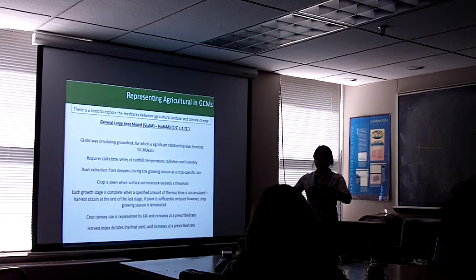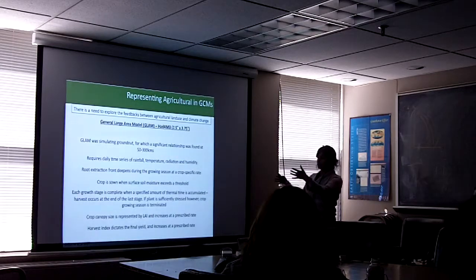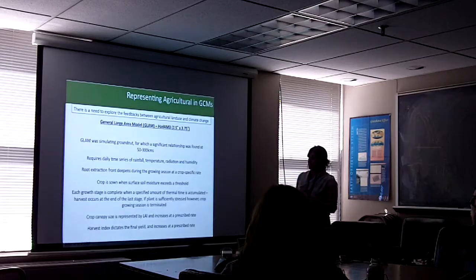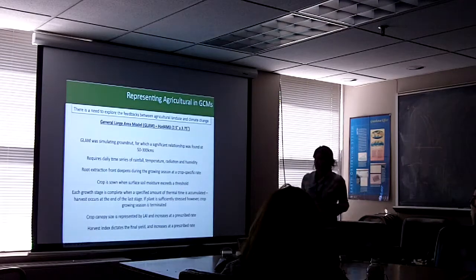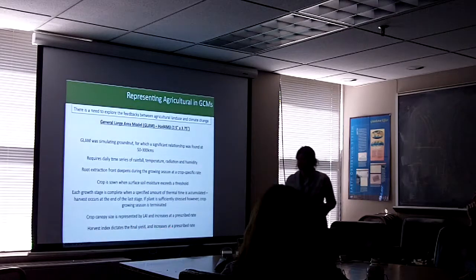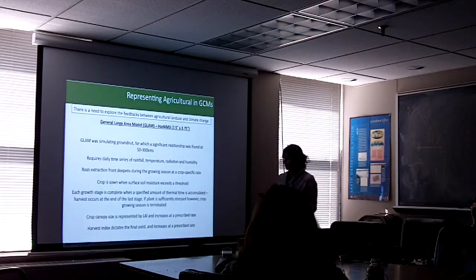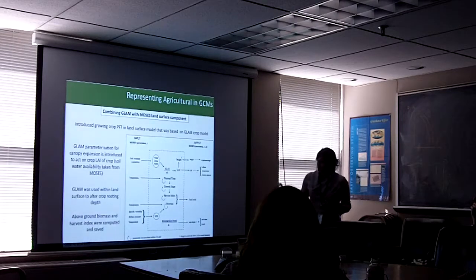And so after a certain amount of thermal time, right, of a certain amount of heat is accumulated, each stage is completed. If the plant is stressed, everything is terminated, right? Now, assuming that the plant is not stressed, the GLAM model will provide a yield of the crop. And over here, crop canopy size is also represented and increases at a prescribed rate. And provided that the crop is growing the way that it should be growing, the amount of yield it will eventually have increases during the growing season at a prescribed rate as well. So I won't go into the schematic too much here, but we can talk about it afterwards.